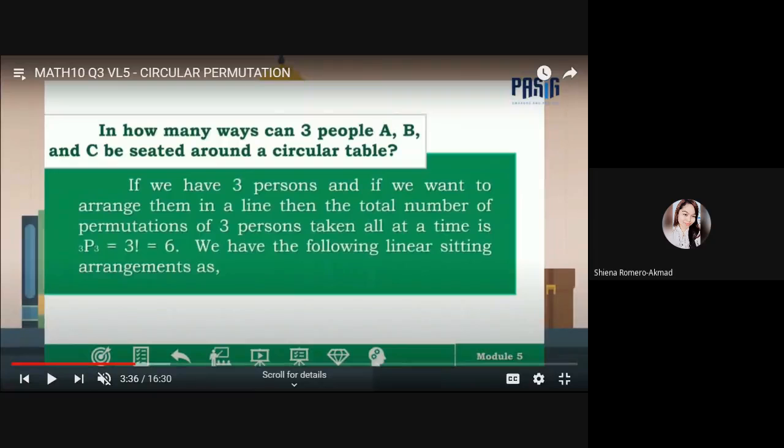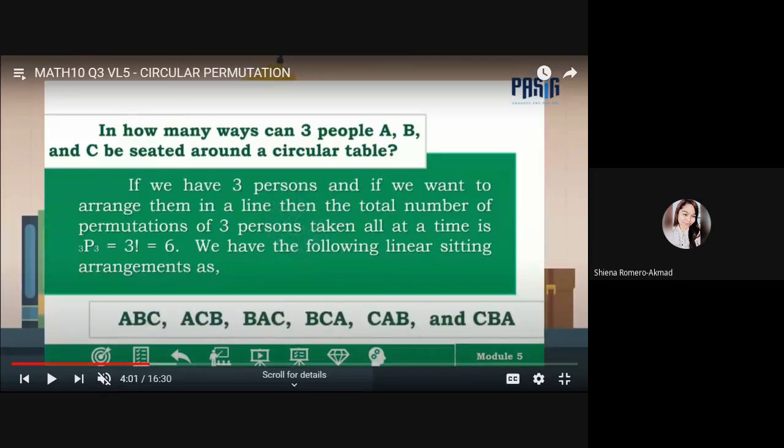So, kung sasagutin ng iba, for sure sasabihin, we'll have 3 factorial, which is 6. At sasabihin na ang arrangement na meron tayo ay ABC, ACB, BAC, BCA, CAB, and CBA. Usual na magiging sagot ninyo yan if you still don't know basic circular permutation. But I am going to group these arrangements depending on the situation they have for each.